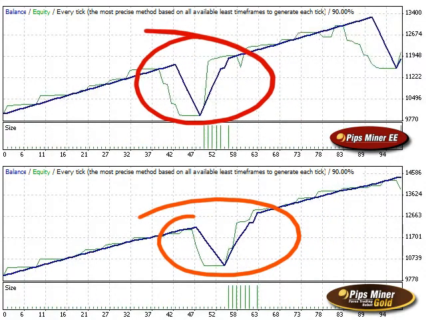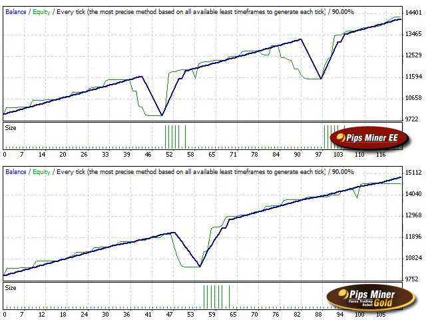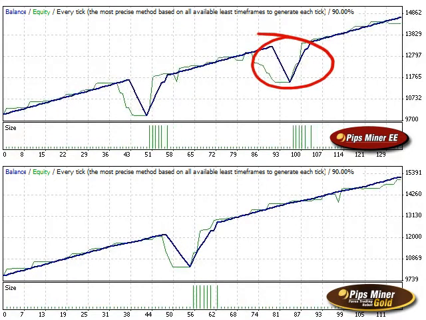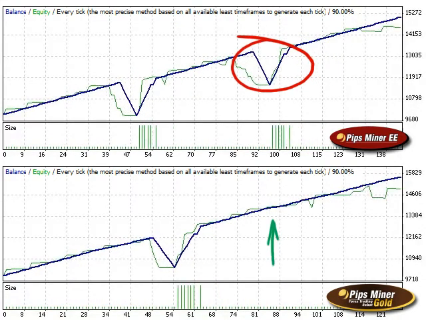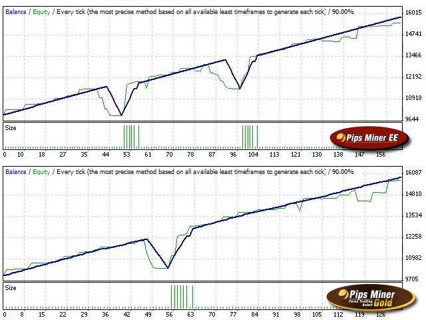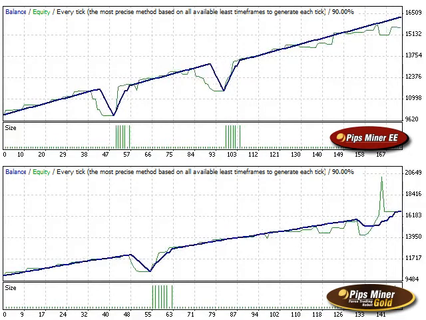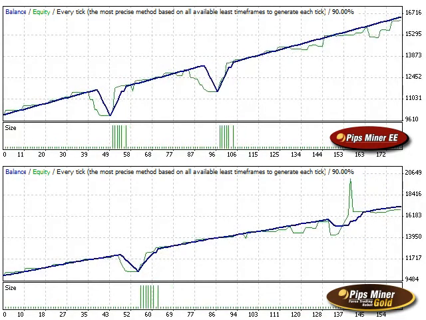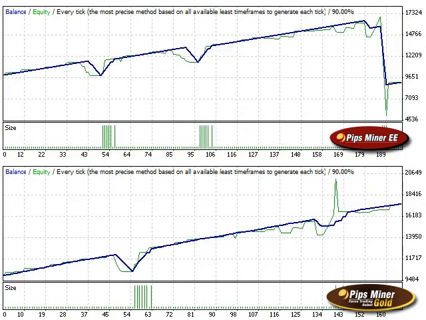The first difference can be observed around trade number 84. While the EE makes a series of mistakes, Pips Miner Gold skips these losing trades and waits for better opportunities, which, as you can see, come really soon. Another huge difference comes with trade number 187.